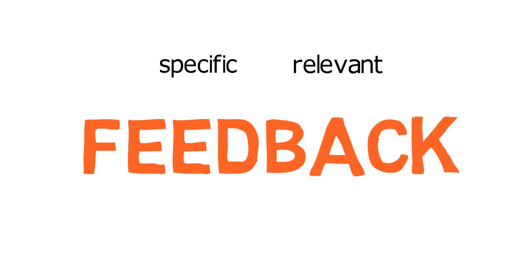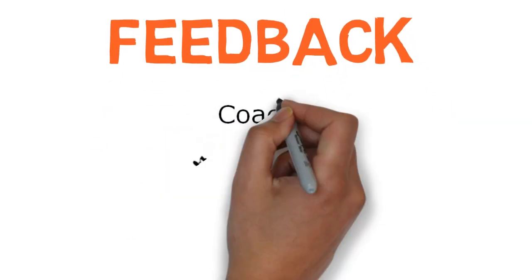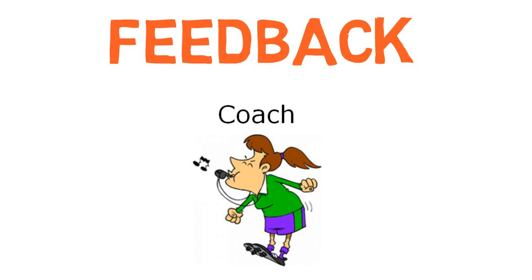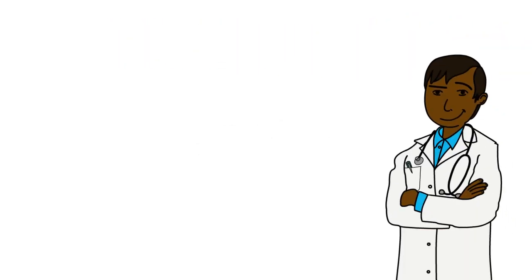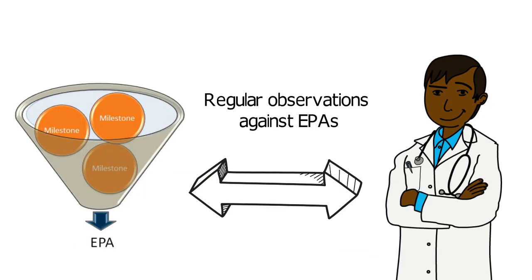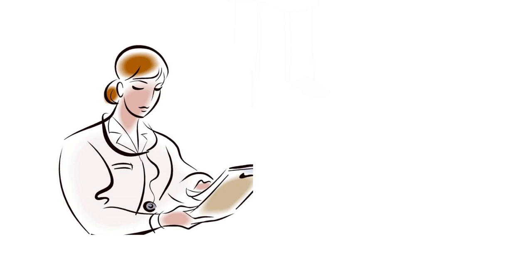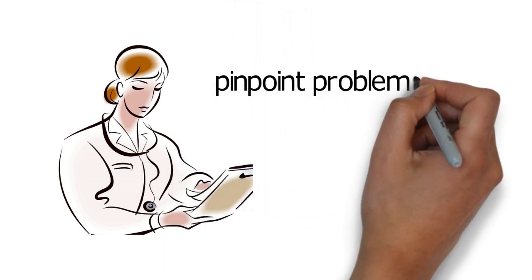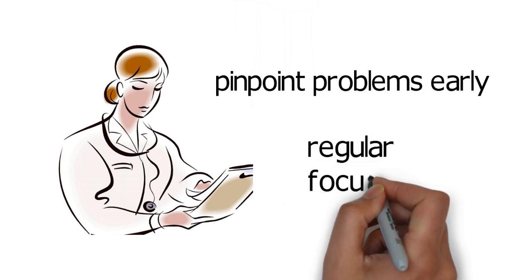We'll know we're doing a good job when our residents start to think of us as coaches who work with them to improve. By observing learners regularly and comparing their performance against the benchmark milestones in the EPA, we'll have information to help us pinpoint problems early, while also being able to provide learners with regular, focused feedback designed to help them progress.